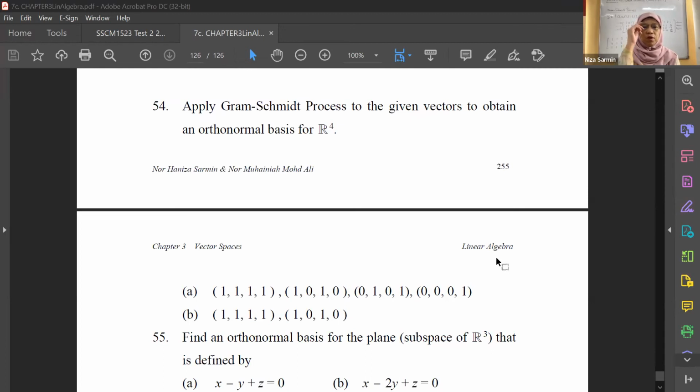Okay, number 54, R4, yeah? So you all still have to check 54A, whether it is a basis or not. So let's see if you can do 1, 1, 1, 1, 1, 0, 1, 0, 0, 1, 0, 1, 0, 0, 0, 1. You know, when you add these two, you get this, right?